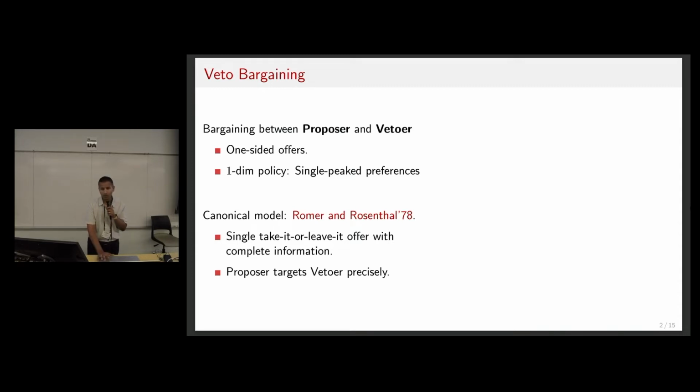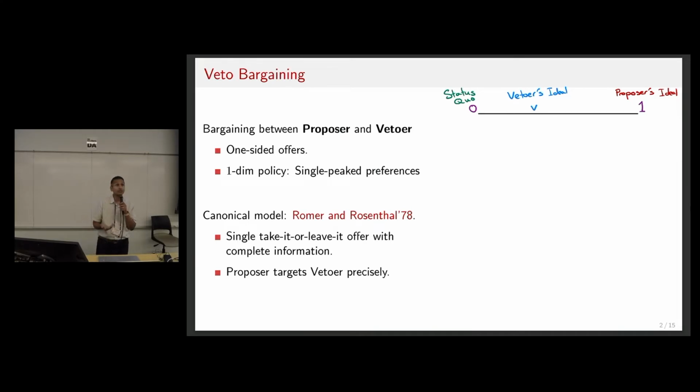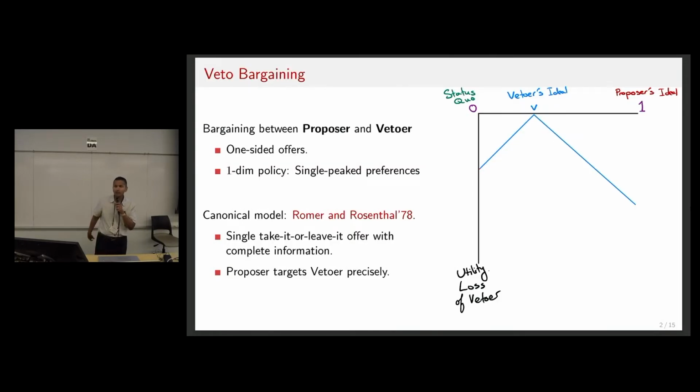Just to fix ideas, we've got a status quo in place, which is policy 0, a proposer who would like to have policy 1, and a vetoer that has an ideal policy, which would be policy V, corresponding to the vetoer's preferences. What do I mean that V is the vetoer's ideal policy? Imagine graphing the utility loss the vetoer has from any other policy. At V, she gets a loss of 0.